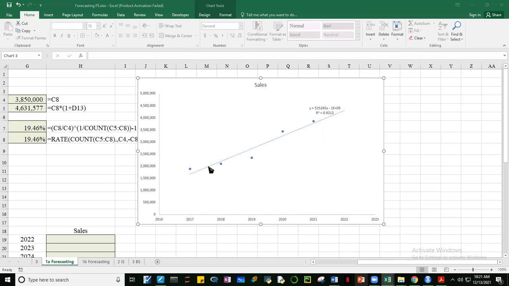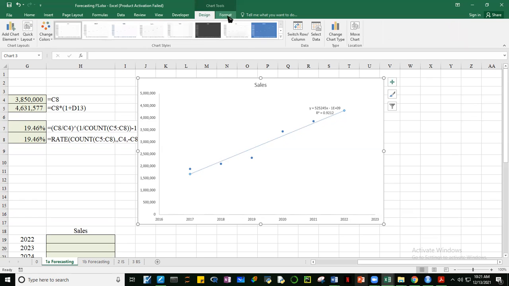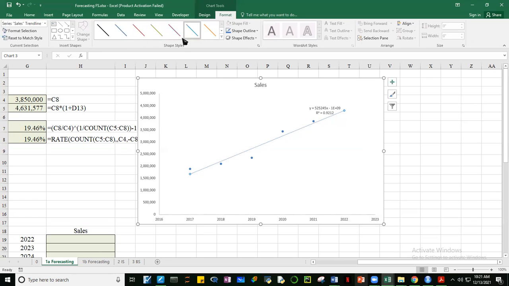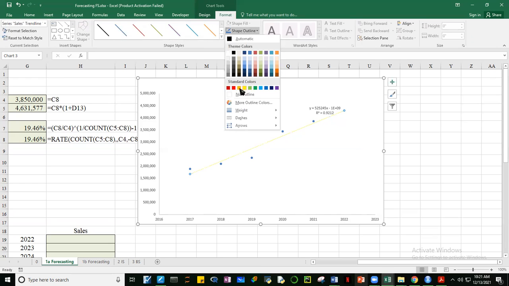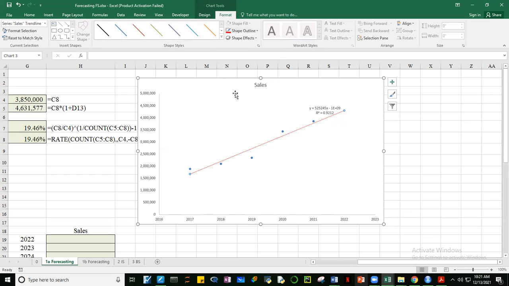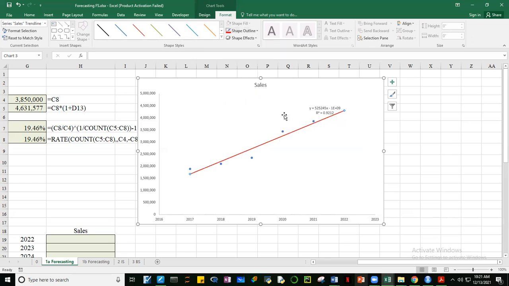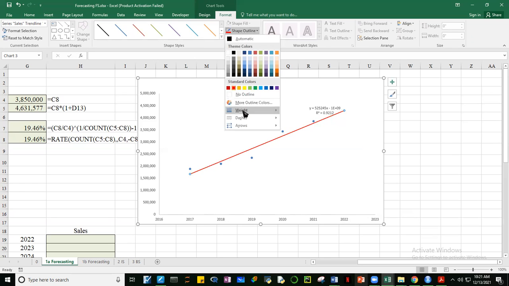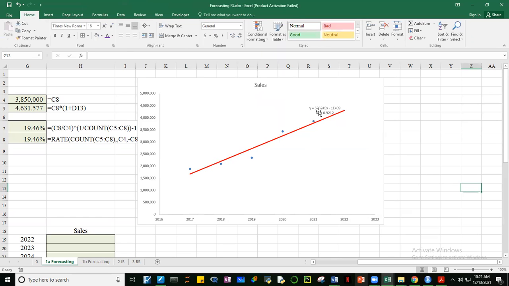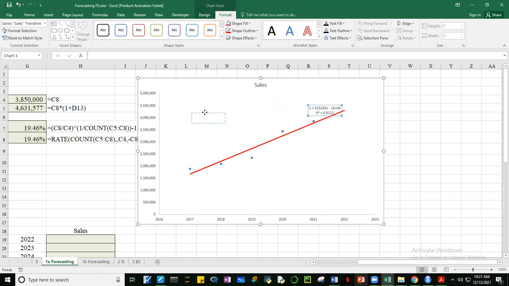I-format ko lang, click ko tong line na to, click ko and then design ko lang or format ko lang. Baguhin ko yung color. I-red ko siya. Tapos, solid line ko lang. Wait, lakihan ko ng konti. Okay, and then you notice, guys, may lumalabas dito, no? So let me increase this.